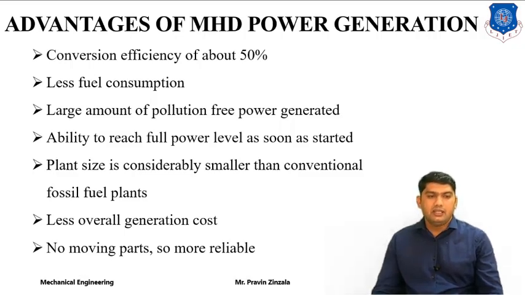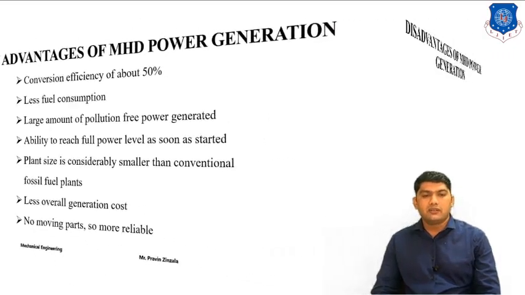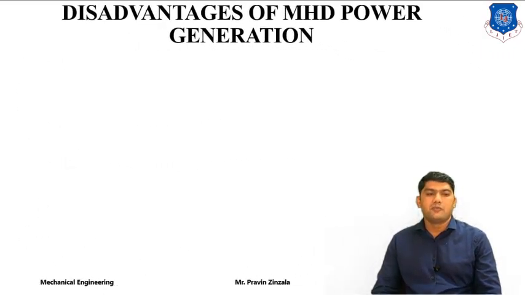In our conventional thermal power plant, there are many rotating components, such as the generator and the turbine, which are moving parts. Compared to the conventional power plant, MHD power generation has no moving parts or fewer moving parts, so it is more reliable compared to our conventional power plant.